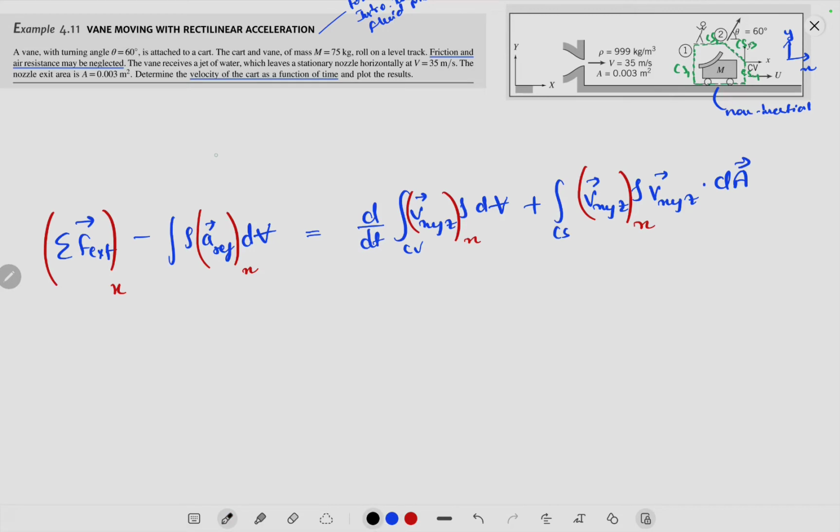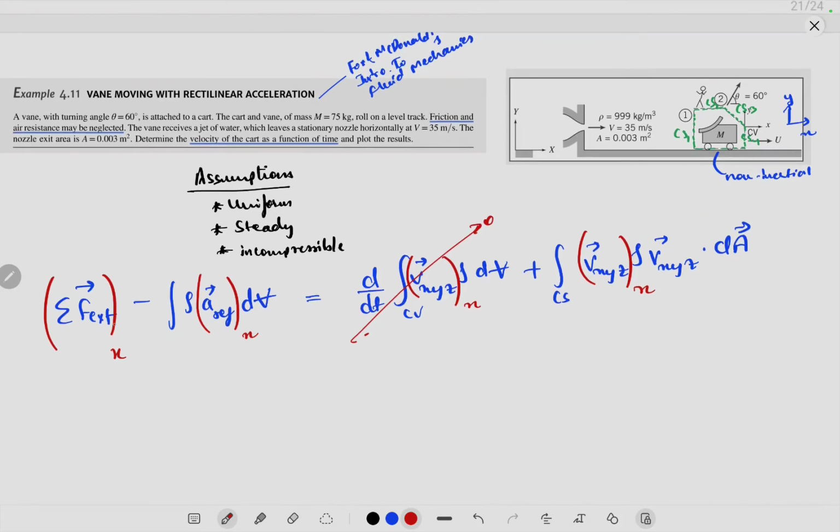Now again we'll assume that the flow is uniform, steady and incompressible. Okay, so if that is the case, this term would go to 0.